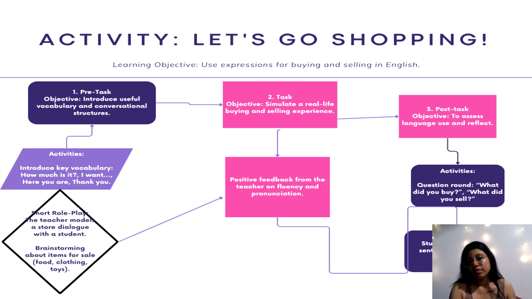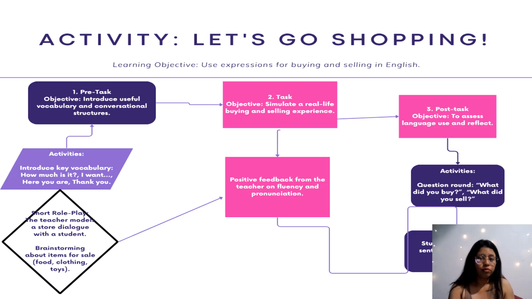Stage number 1. In the first stage, called the pre-text, we introduce the key vocabulary and expressions students will need. For example, how much does this cost? I want, here you go, thank you. We can use flashcards or a short role play between the teacher and a student to model a simple shopping conversation. We also brainstorm items that can be bought or sold, such as food, clothing, or toys.